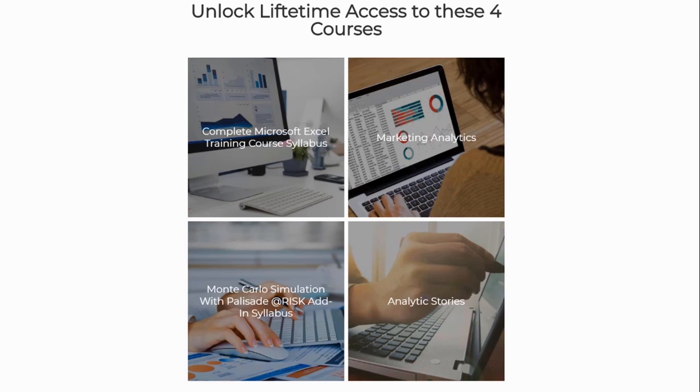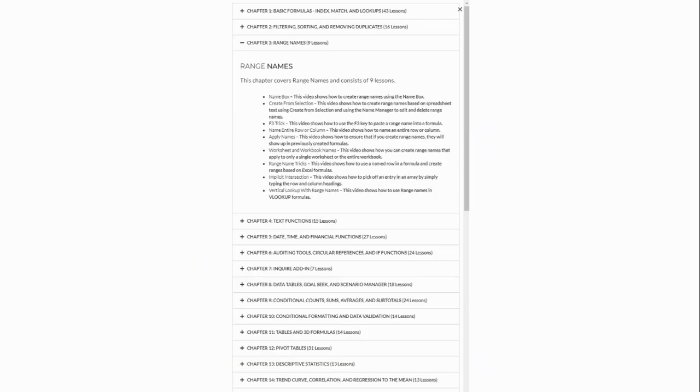And then the Monte Carlo simulation with Palisades, that is a very advanced course, and you would need @RISK, the add-in, to be able to follow along. You get the course, but you would need @RISK. I mean, you could still, of course, watch the videos. It's just to follow along, you need to purchase the add-in. It is not included in the course. But again, if you click on any of the syllabi there, you would see something like this. And then if you click the plus sign on any of the chapters, you would see every video that is included inside of that.